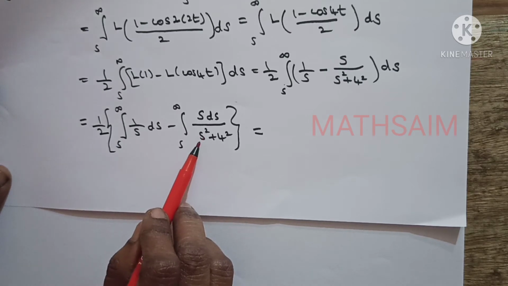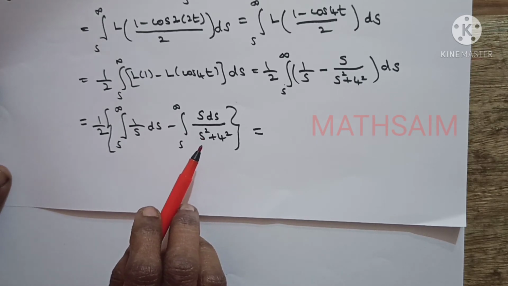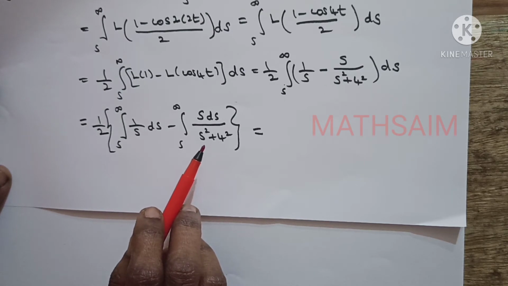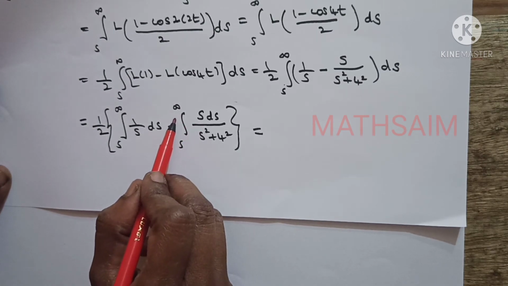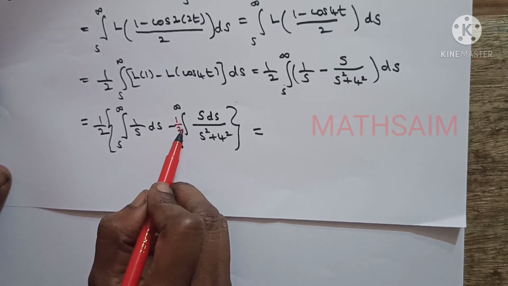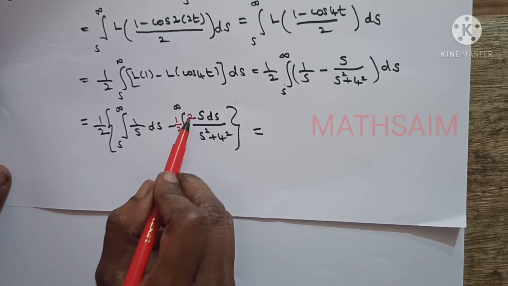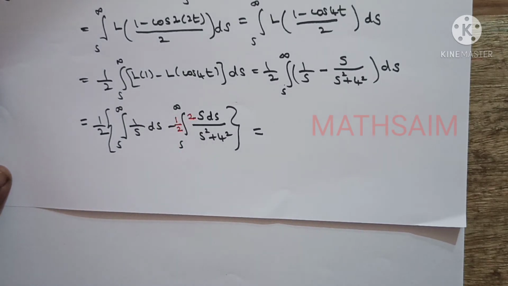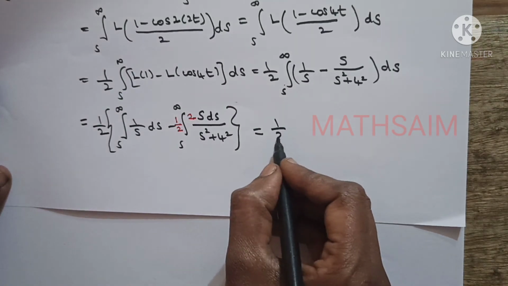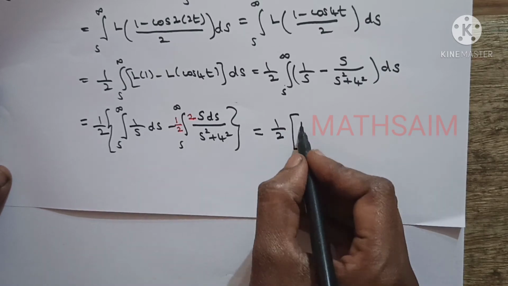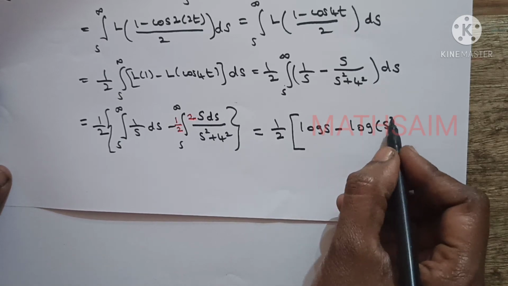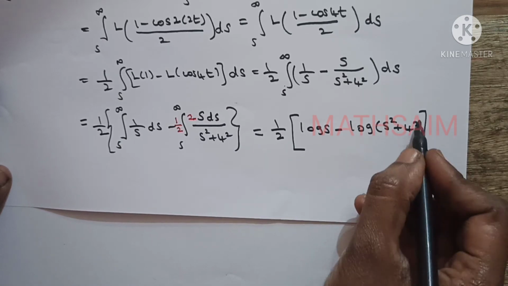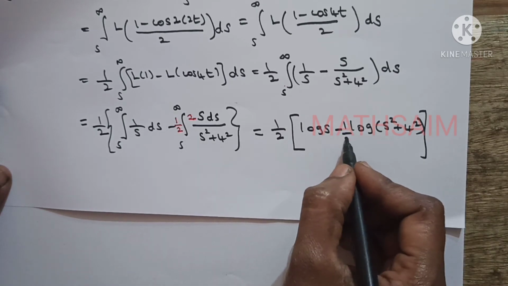So for that one, the denominator is s square plus 4 square. The differentiation of it will be 2s into ds. But we are having only s, no? So to apply that formula, I am going to multiply and divide by 2. Now we can write this as log of s square plus 4 square, that's all. So now this is 1 by 2 into integration of 1 by s is log s, minus log of s square plus 4 square into 1 by 2.